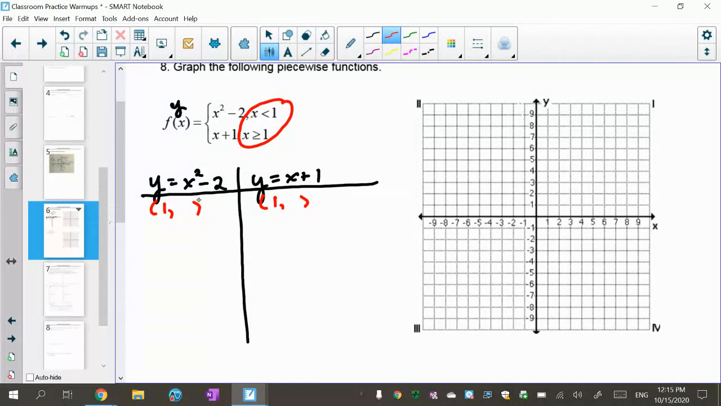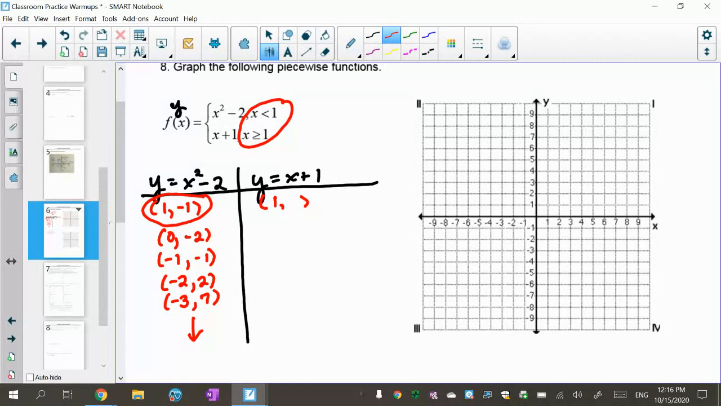And I know that the 1 is not in this piece, so I'm going to put an open circle on the graph. So here it says x is less than 1, and then I'm going to do x squared minus 2. So let's do 1 first. 1 squared minus 2 is negative 1. And then I'm going to go down because it says less than 1. So I'm going to have 0. 0 squared minus 2 is negative 2. Negative 1 squared is 1, minus 2 is negative 1. Negative 2 squared is 4, minus 2 is 2. Negative 3 squared is 9, minus 2 is 7, and so on and so forth. So I'm just giving a few points for us to graph.